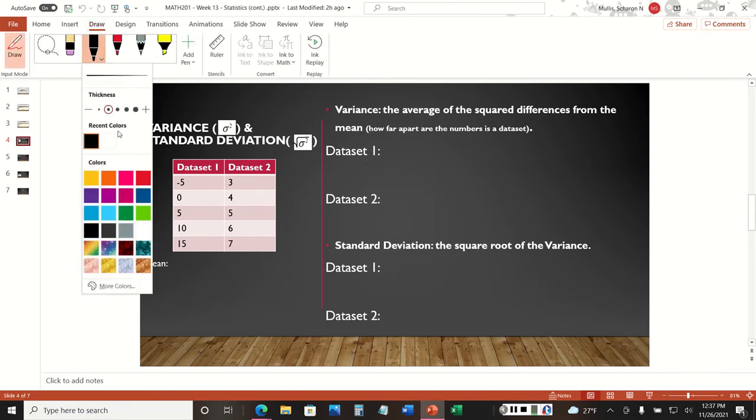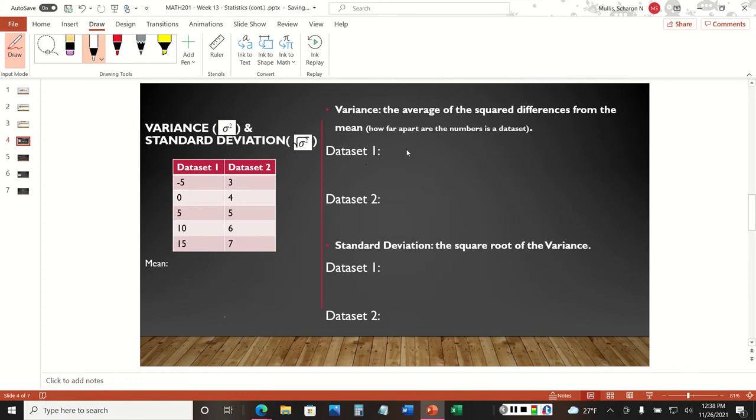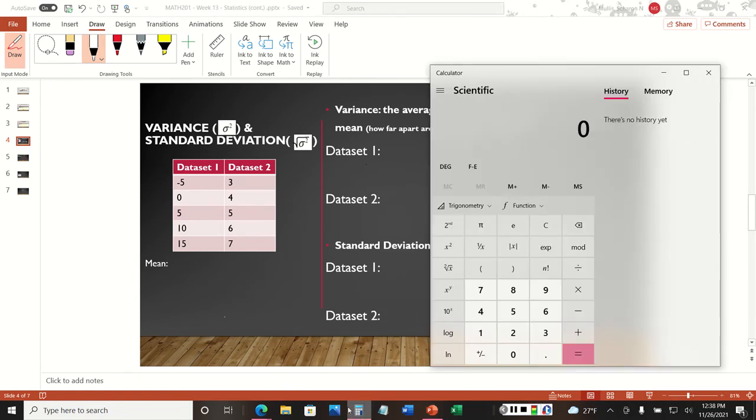To find the variance, the first thing we have to do is figure out the mean. The mean is the sum of all the numbers in a data set divided by the number of values in the data set. For data set 1, we have -5 plus 0 plus 5 plus 10 plus 15. That gives us a total of 25. We divide that by 5 because we have 5 numbers in that data set. The mean for data set 1 is 5.